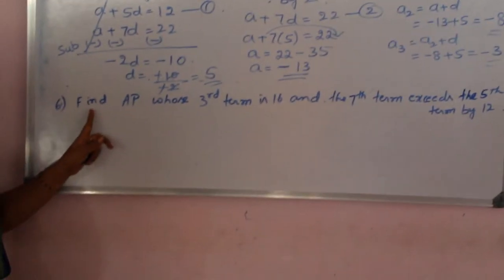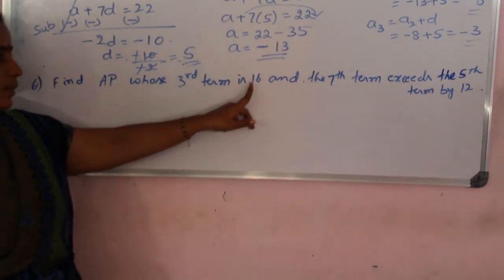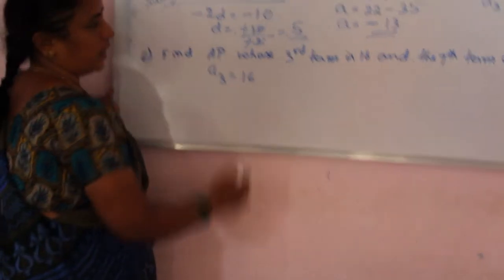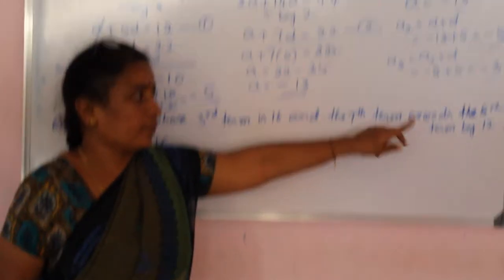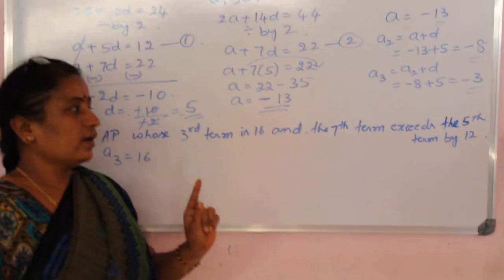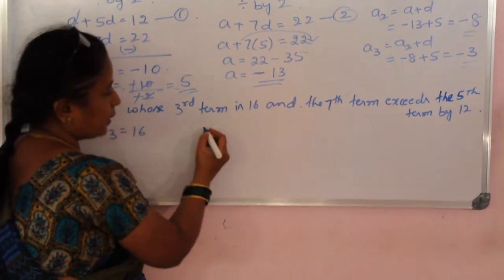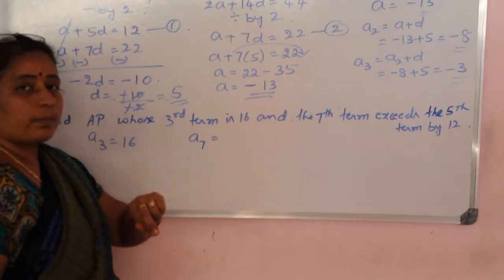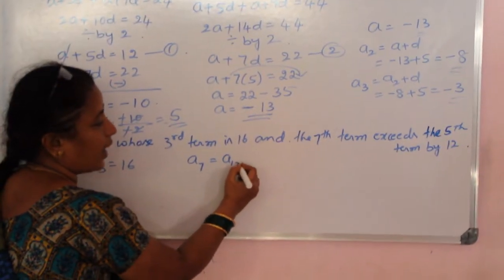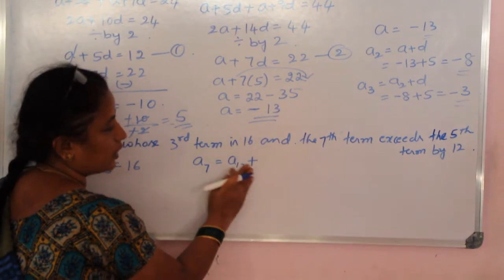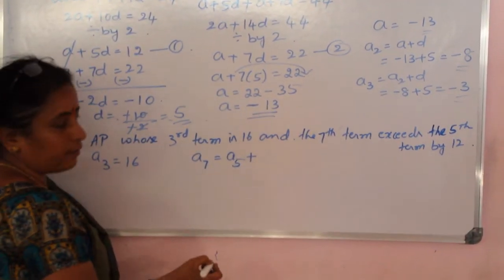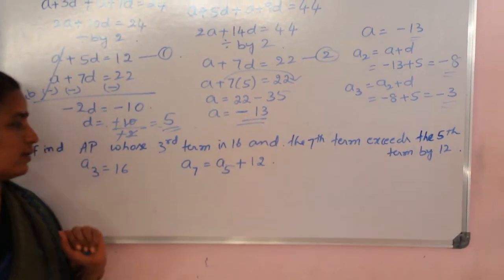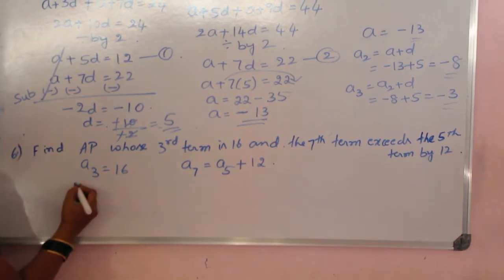Next go to another question. Find the AP whose third term is 16. Third term is what? A3 equals 16. And the seventh term exceeds the fifth term by 12. Observe here. Seventh term means A7 equals... Exceeds the fifth term by 12 means exceeds something, that means adding. Exceeds the fifth term means A5 plus 12. This is the equation. Now we have to expand.